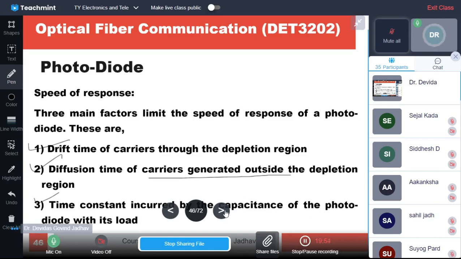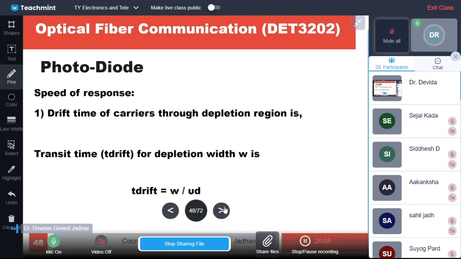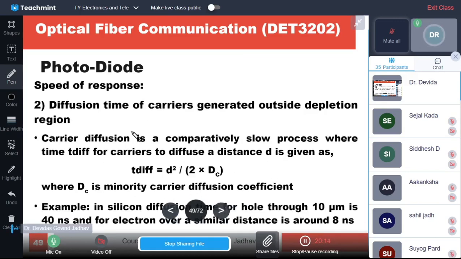Drift time is the time required for the charged particles to drift. For 10 micrometers it is of the order of 0.1 nanosecond. We can write drift time as W upon Vd, where Vd is the saturation velocity. But the diffusion time for 10 micrometers is 40 nanoseconds for holes and 8 nanoseconds for electrons, a very high diffusion time.